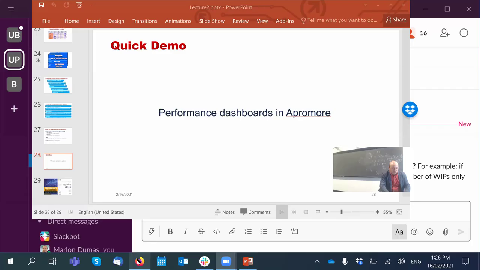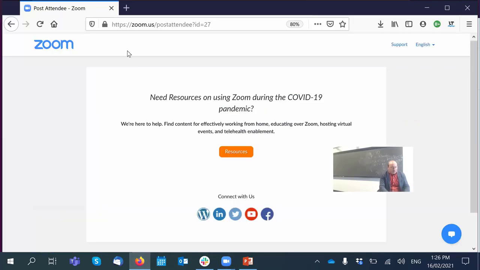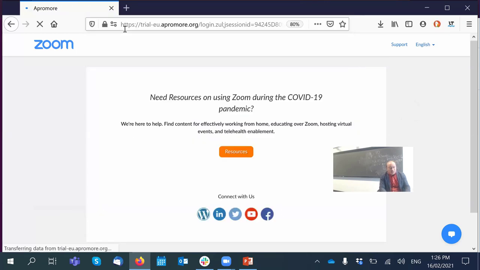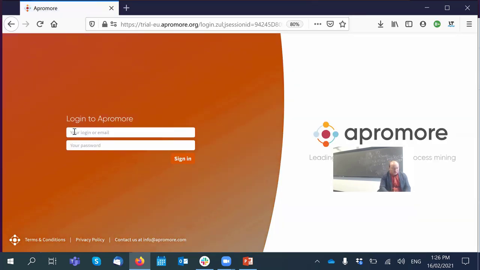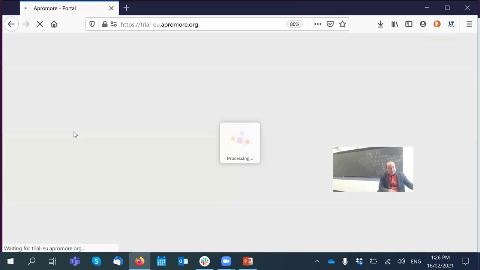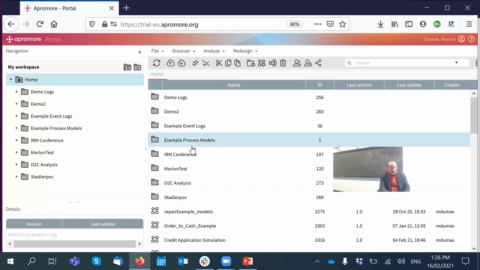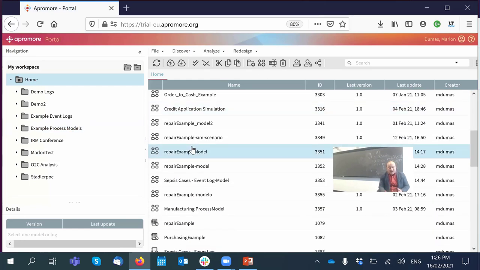and I'm gonna bring up my browser and try to show you quickly how one of these dashboards will look in reality. So this is a tool that I will start to introduce to you starting from next week and onwards. There's no need for you to use it right now. It's called Apromore. And in here, you can connect these to an enterprise system or manually upload data.